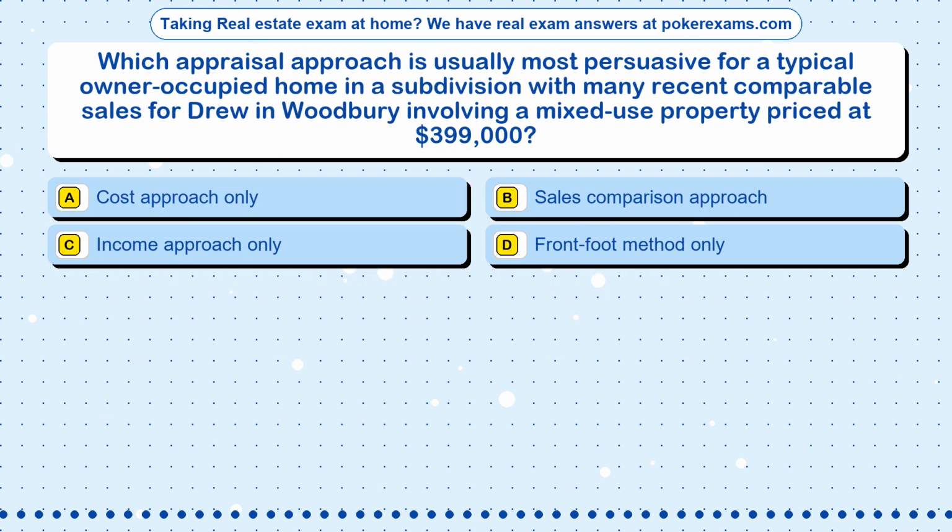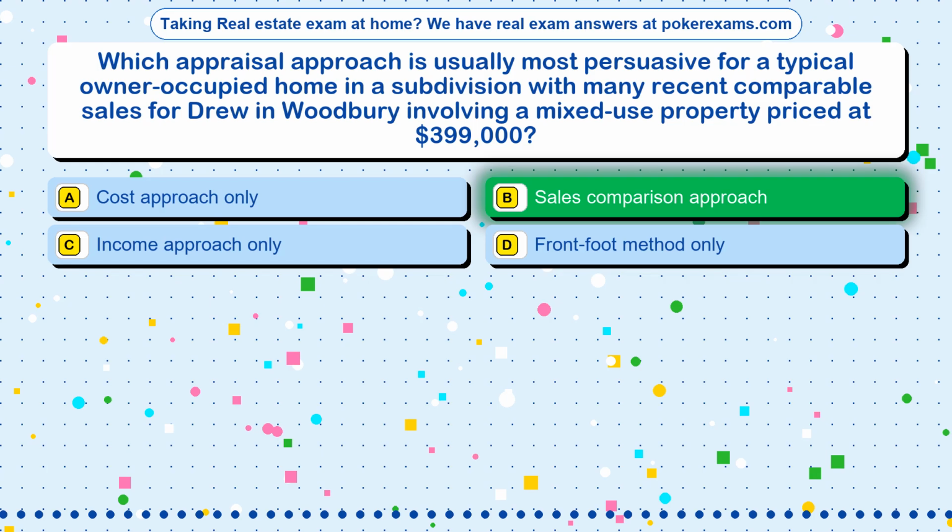Question 62. Which appraisal approach is usually most persuasive for a typical owner-occupied home in a subdivision with many recent comparable sales for Drew and Woodbury involving a mixed-use property priced at $399,000? Option A. Cost approach only. Option B. Sales comparison approach. Option C. Income approach only. Option D. A front foot method only.